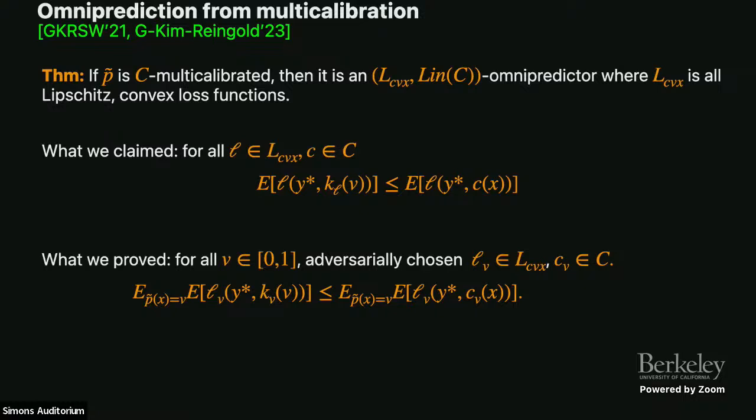So you could imagine an adversary who comes to know what the omnipredictor is going to predict and then issues a challenge saying, I'm going to use this loss and I'm going to use this hypothesis. Doesn't help. The omnipredictor will still beat you. So this is a slight strengthening. I'm just going to observe this and then leave this thread hanging. We'll come back to it at the end if we have time to talk about reverse connections and so on.